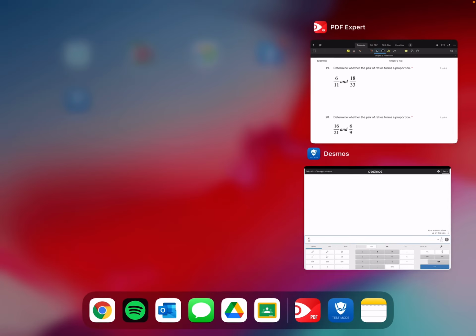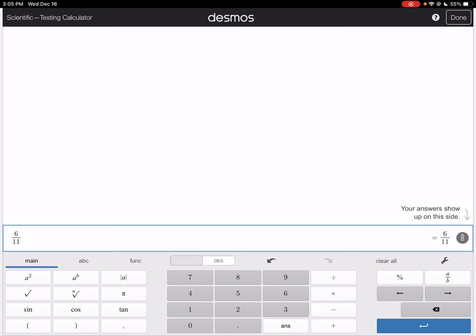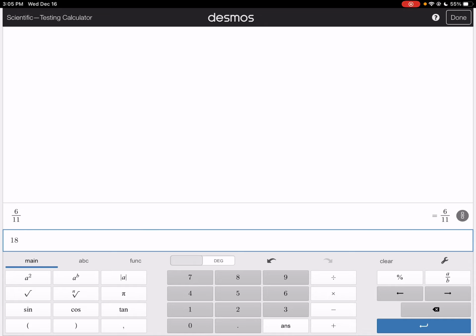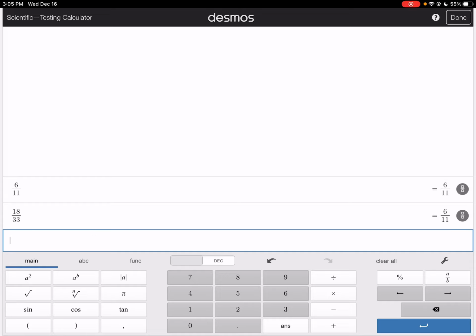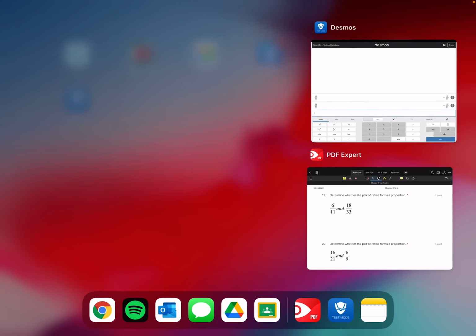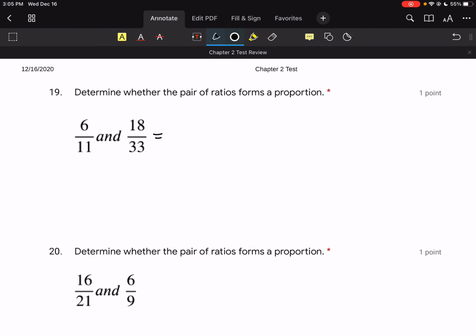Let's try 18 over 33. So I'm going to hit enter, type in 18 divided by 33. And again, you can use your fraction button and look at that. It's 6 over 11, so 18 over 33 is equal to 6 over 11, meaning that yes, they are.